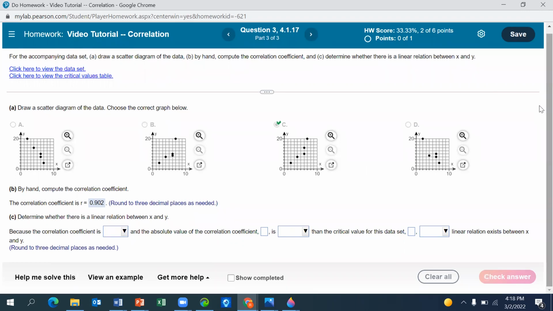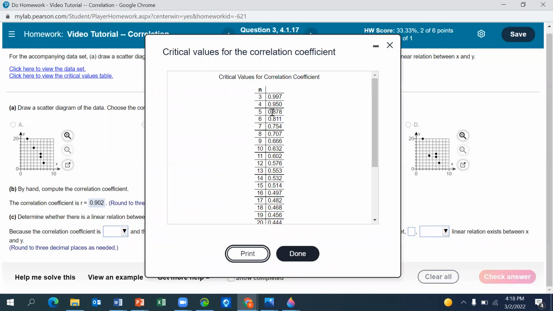Okay. Now, let's go ahead and answer the next question. We want to determine whether there's a linear correlation. Now, recall, the way you find out if there's a linear correlation is by checking the critical value. The critical value they give us here in the second link. So here I have 5 different points. I click on this, and then it would be 5, and the critical value is 0.878.